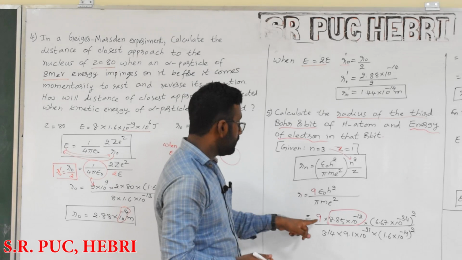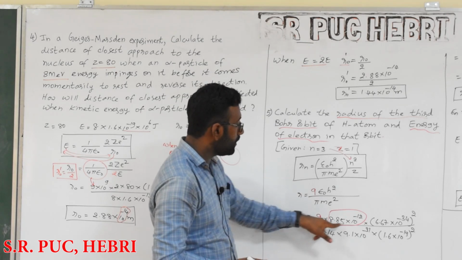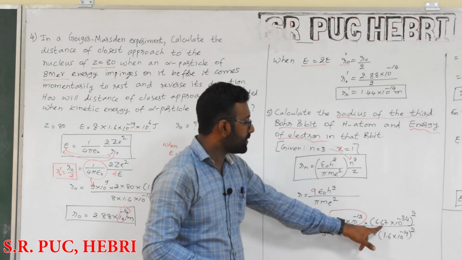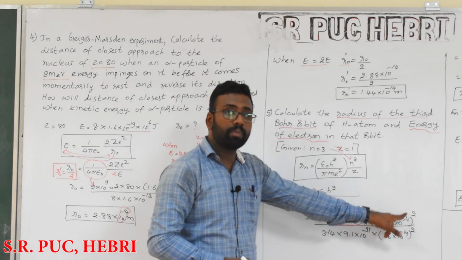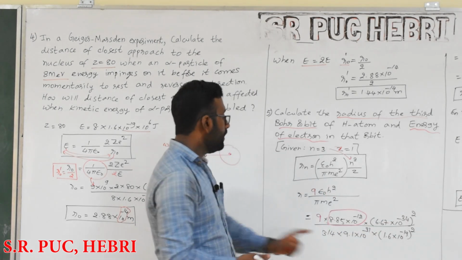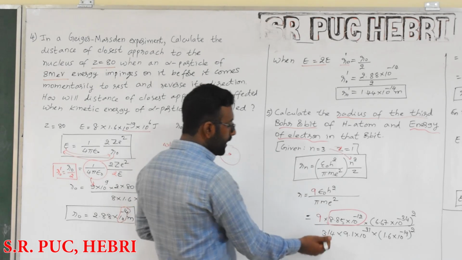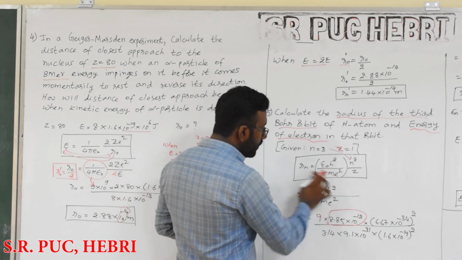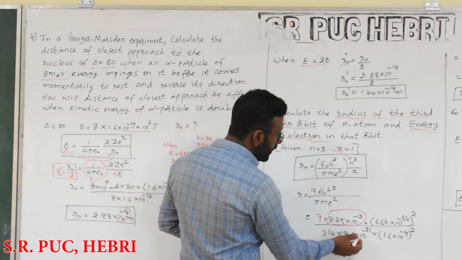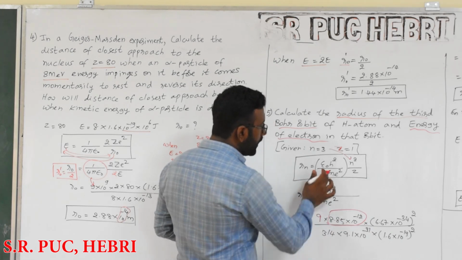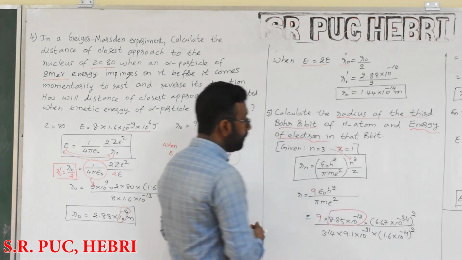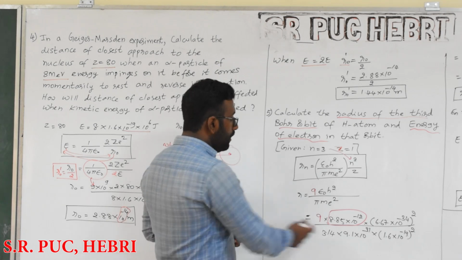So 9 multiplied by epsilon naught, then the square of h, 6.67 into 10 to the power minus 34, square of that, divided by pi, you know, right, 3.14. Then what is the mass of the electron? 9.1 into 10 to the power minus 31, again multiplied by the square of e.